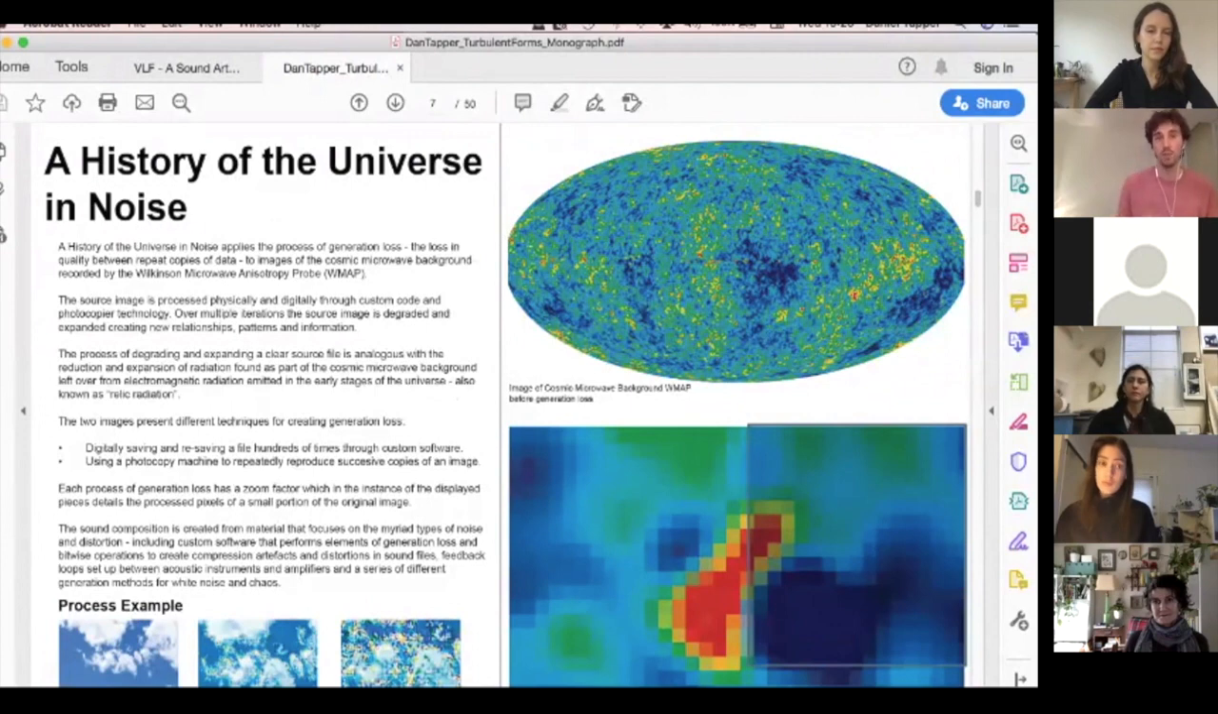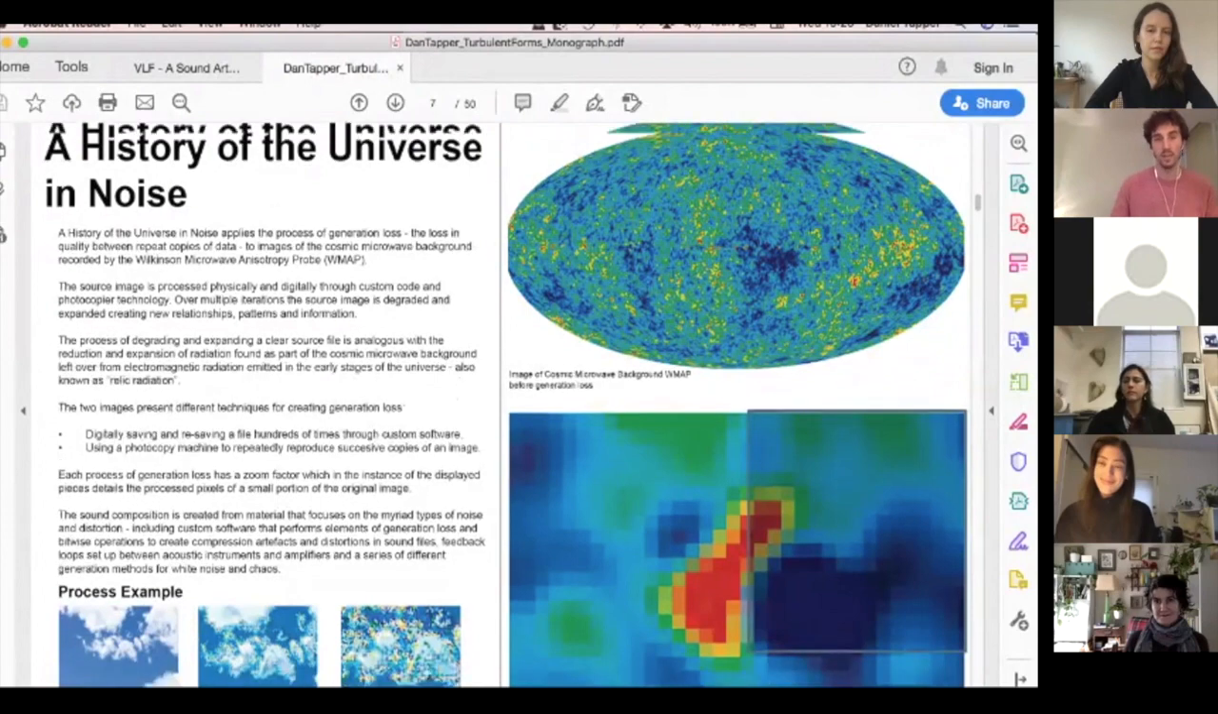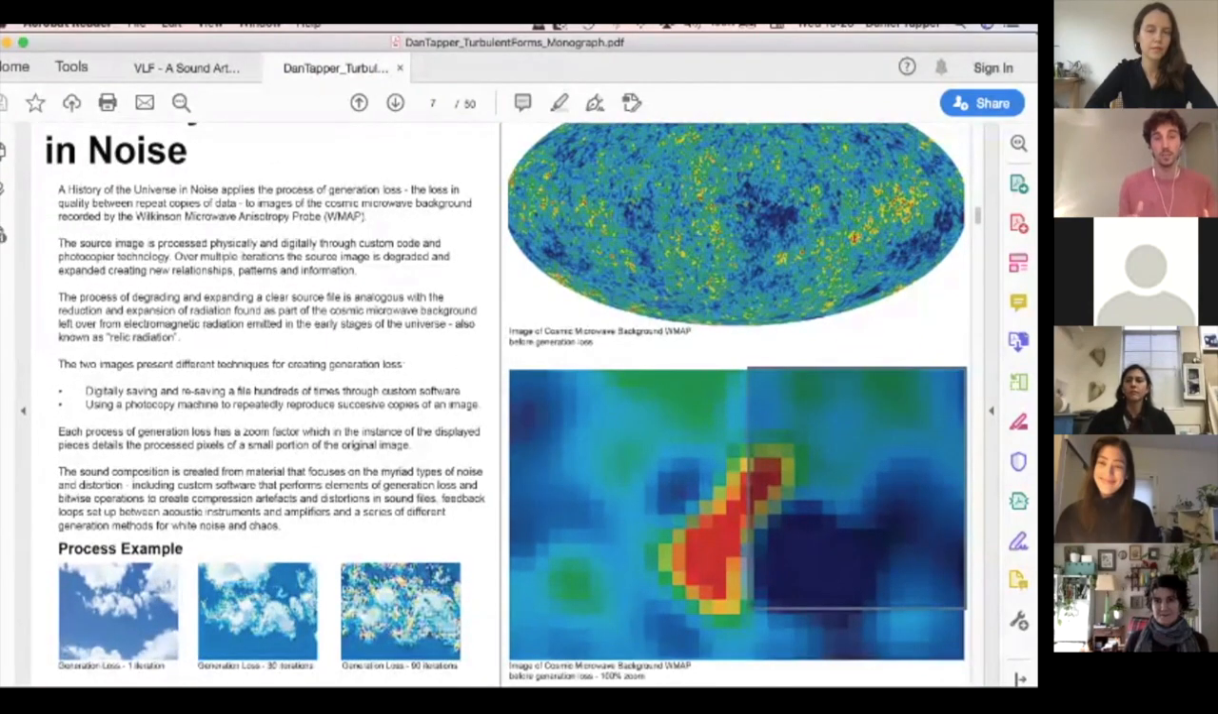So I basically built a script that just saved and saved and saved these images over and over again, creating generation loss in the cosmic microwave background, and then generated sounds and images from that. And for me, that's like an abstract metaphor.